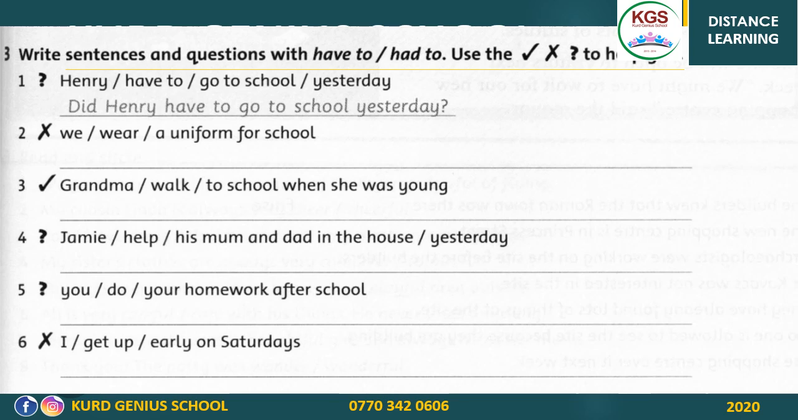Number 2, if you see the mark, it's a cross, so it must be a negative sentence. So we don't have to wear a uniform for school. Okay, that's the solution for that. Number 3, the mark is a tick, so that means we have a positive sentence. So Grandma had to walk to school when she was young. Why did I use had to? Because I know that it's talking about my grandmother in the past when she went to school.